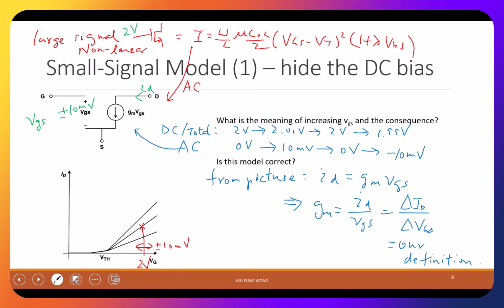So from now on, when you do small signal, you will replace the whole transistor by this circuit. And this is linear. There's no quadratic term. And because it's linear, you can do superposition. If you have a very complicated circuit, you just solve the excitation one by one and then add the results together. Okay, any questions?